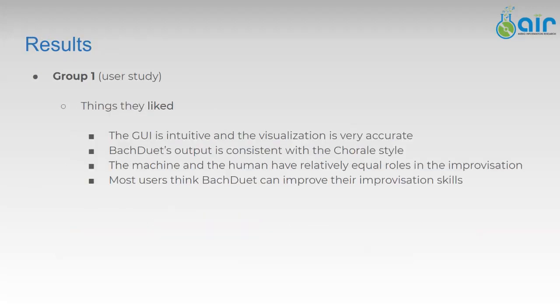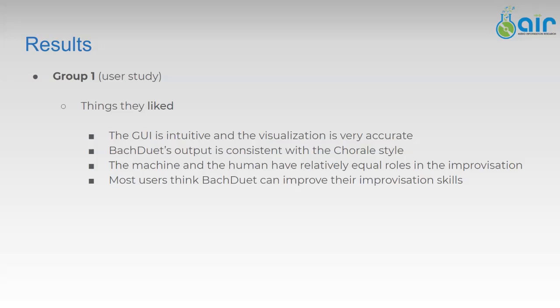Out of the 15 questions that participants of Group 1 had to answer, the most important conclusions were that most of them thought that the GUI is easy and intuitive to use, and also that BachDuet's output is consistent with the chorale style. Additionally, a very important conclusion is that they thought the machine and the human had relatively equal roles in the improvisation. This means that the information flows from both players to the other, and that BachDuet is not just a passive accompaniment system.